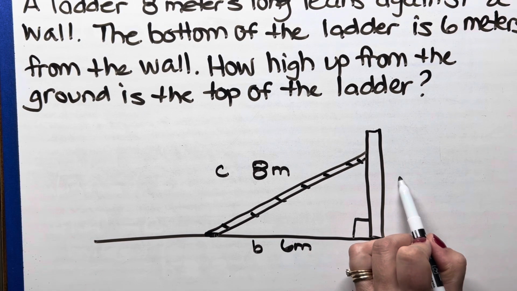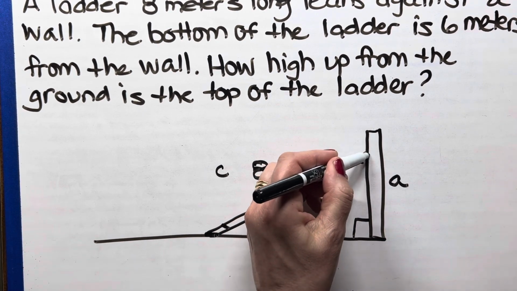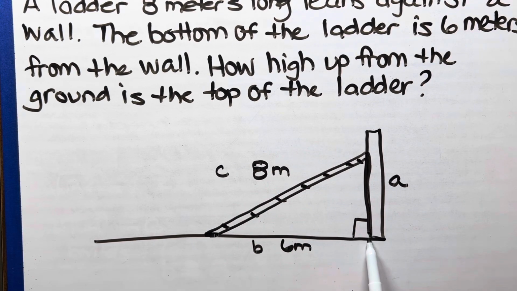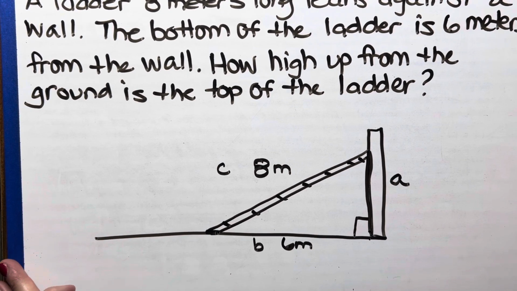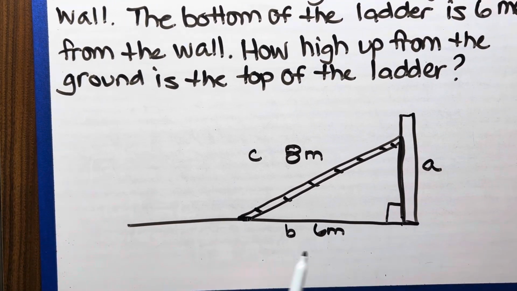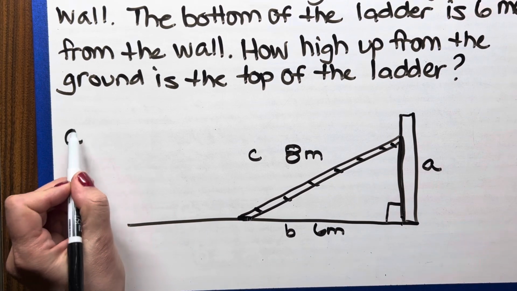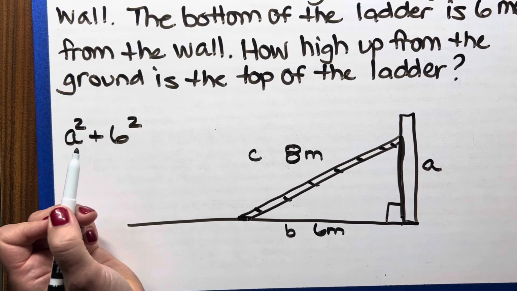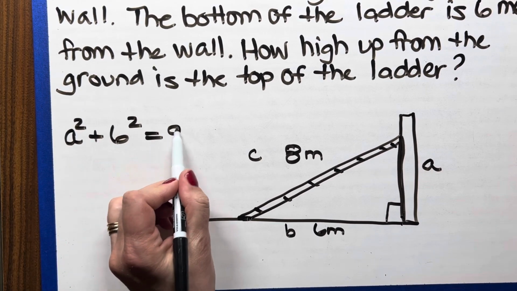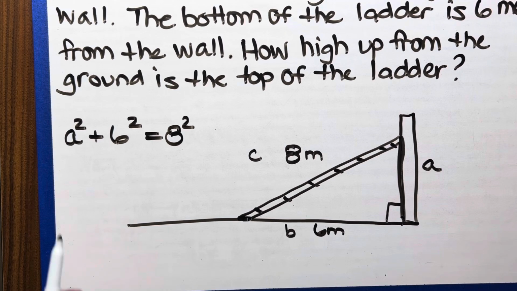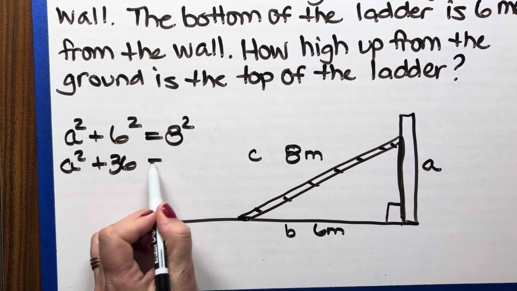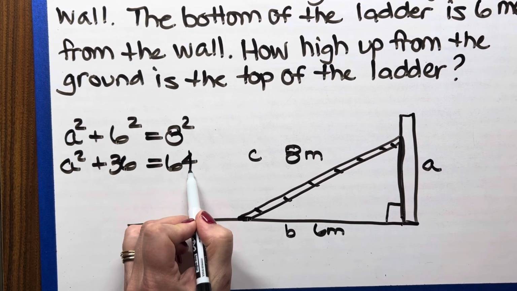That means that what I'm trying to find, which is this distance, how far is it from the ground up to the top of the ladder? That's my A. So I'm going to substitute in and see what I can get. So I'll start off with a squared, which is my unknown, plus 6 squared is equal to 8 squared. So a squared plus 36 is equal to 64.